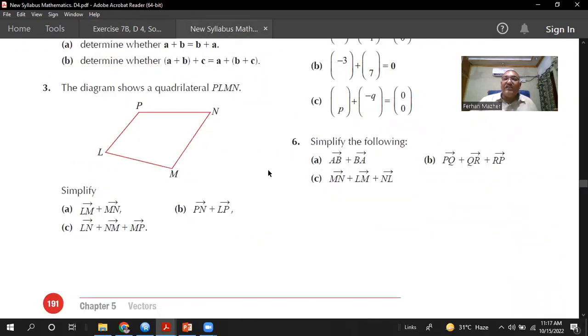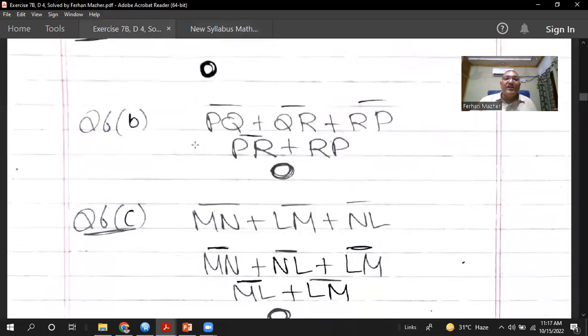Okay, so the next one is PQ plus QR plus RP. So PQ plus QR, that will be PR. PR plus RP, your starting point and the end point is the same. So your resultant will be zero vector.